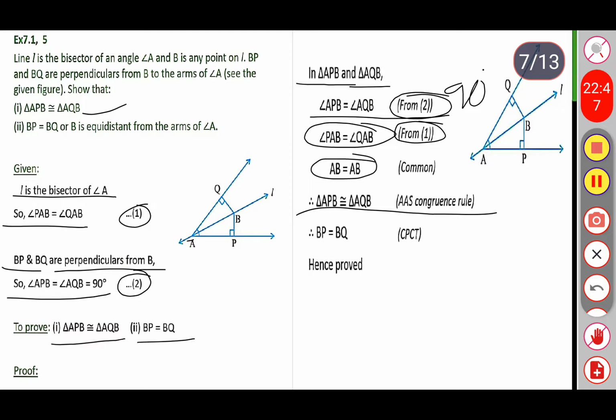Once the two triangles are congruent, the remaining parts of the two triangles are equal by using CPCT. So the two equal sides are BP, which is equal to BQ. Hence we proved the fifth question of exercise 7.1.